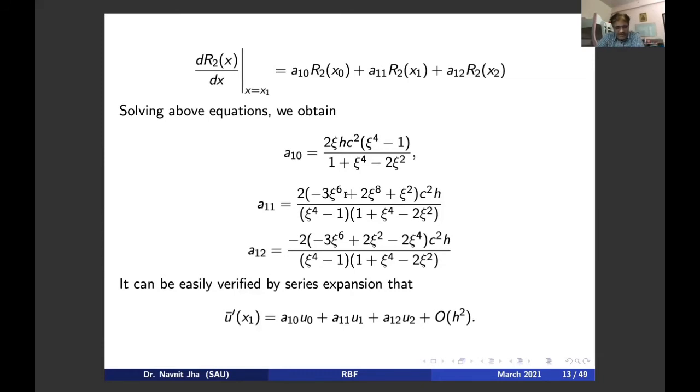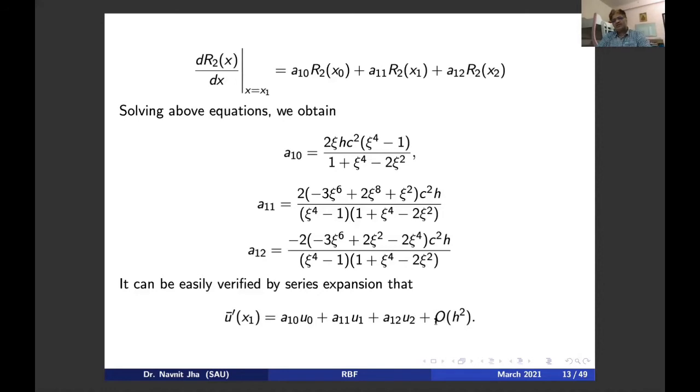So with these values, I can have an approximation of u first derivative, which I have denoted by u bar prime. Bar just stands for approximation. Wherever bar or tilde appears in this presentation, please take it as an approximation. This is not exact. So this is a10 u0 plus a11 u1 plus a12 u2.